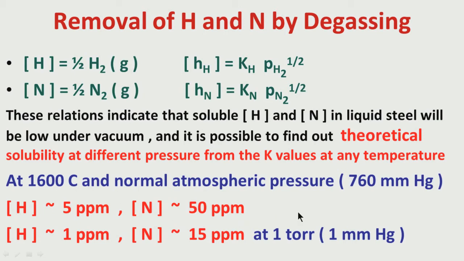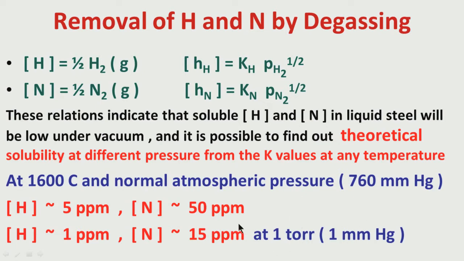These indicate that if you use normal pressure, that means if you do not use vacuum, so at normal atmospheric pressure, solubility of hydrogen will be around 5 ppm, solubility of nitrogen will be about 50 ppm. If you have more nitrogen, more than 50 ppm, some amount will try to come out from this liquid stream, because the limit is this.